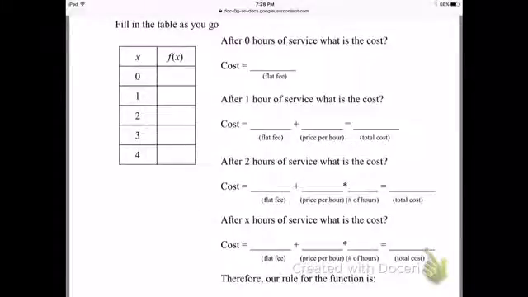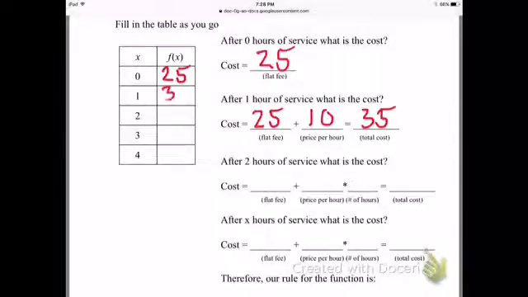So we're going to fill in the table as we go. So after 0 hours of service, what is the cost? Well, after 0 hours, all we've paid so far is the flat fee, the $25. So after 0 hours, the cost is going to be $25. After 1 hour of service, what is the cost? Well, we've still already paid our flat fee of $25, and now after 1 hour, we are going to add $10 for the cost of that hour for a total cost of $35. So after 1 hour, we're now up to $35.